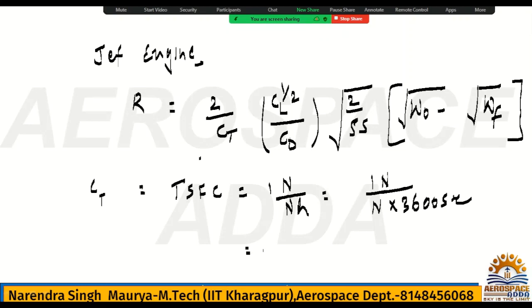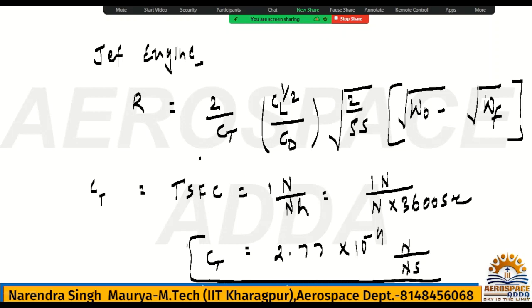If you solve this, then what you will get? Let me calculate. 1 upon 3600 is 2.77 10 to power minus 4 Newton divided by Newton second. Now your unit is perfect. I mean, you can use this. This is the CT. Okay, this is the one thing.